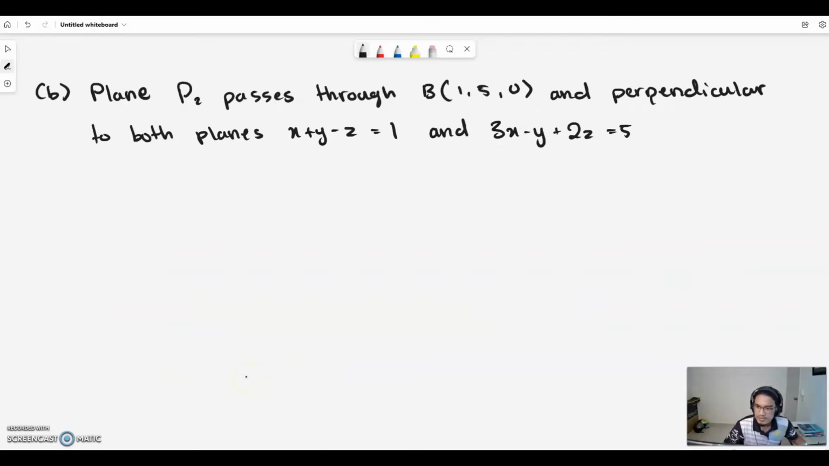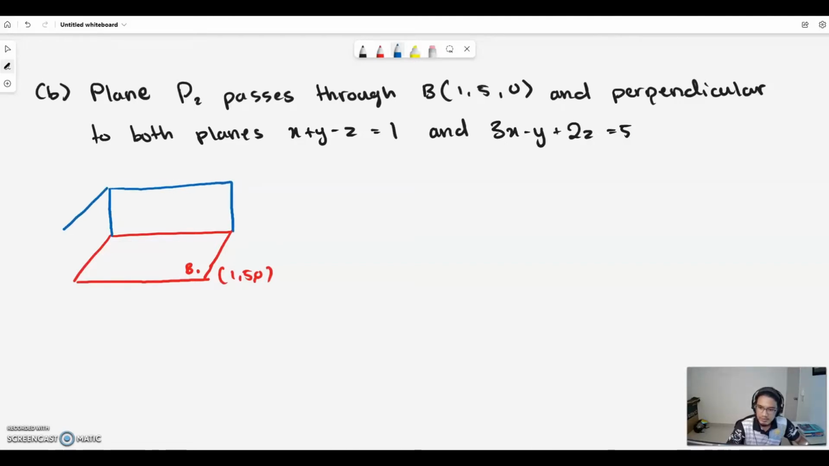Okay, so the next question is that we have plane P2 that passes through point B. Firstly, let's sketch the plane to help us visualize the situation here. So this is point B at coordinate 1, 5, 0. And this plane P2 is perpendicular to both planes, x plus y minus z and 3x minus y plus 2z. So one plane that is perpendicular to our plane P2 could be in this position, and another one could be in this position.